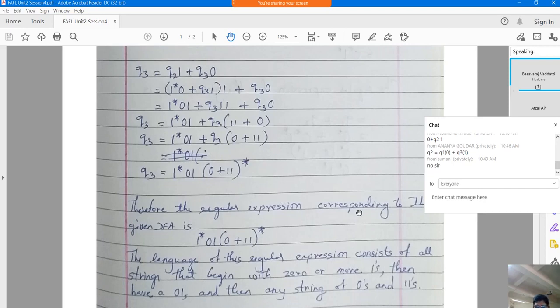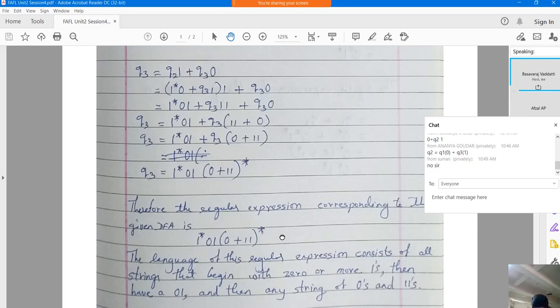Therefore, the regular expression corresponding to the given DFA is 1 star 0 1 in parenthesis 0 plus 1 1 star. This is a regular expression for the given language, for the given DFA.